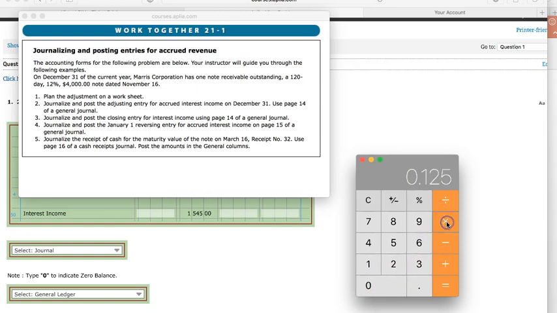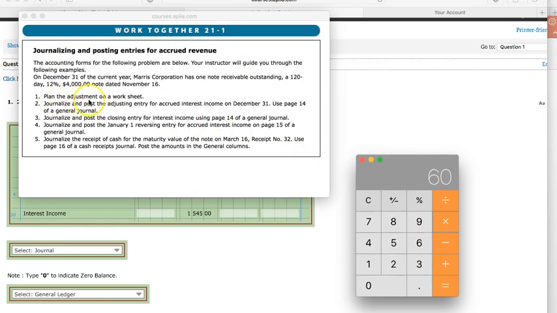And then we're going to multiply that times 4,000, which is the amount of the note. And then we're going to multiply again times the percentage, so times 12%. And we get $60. So that's the accrued revenue for November 16th through December 31st.